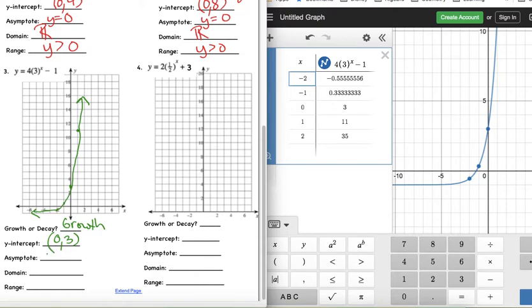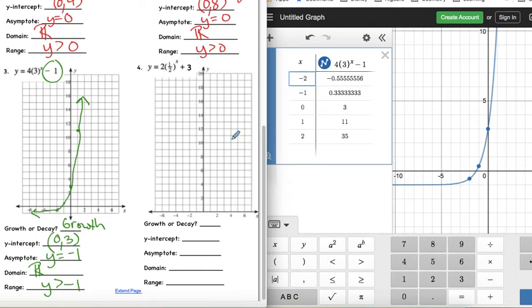The asymptote is y equals -1. If this is a -1, your asymptote's y equals -1. If this was a +1, it's y equals +1. If it was a -5, this would be a -5. It's always coming from that number. The domain, all real numbers, and the range, it's above that -1 value, so it's going to be y greater than -1.